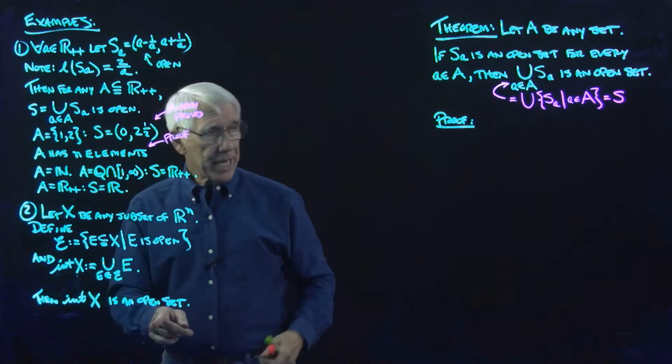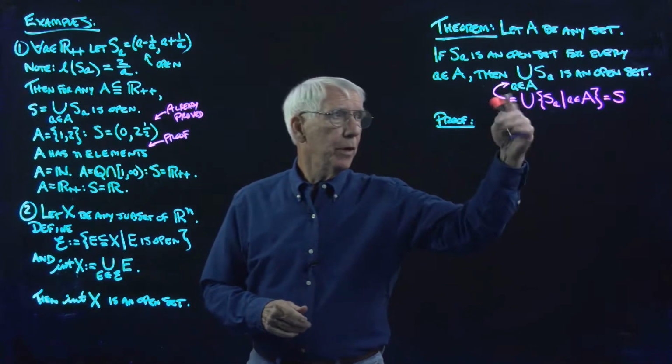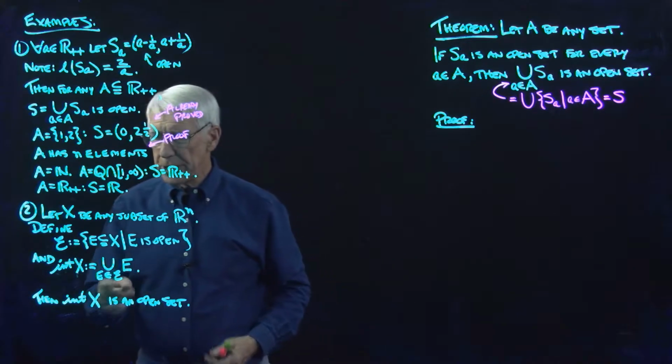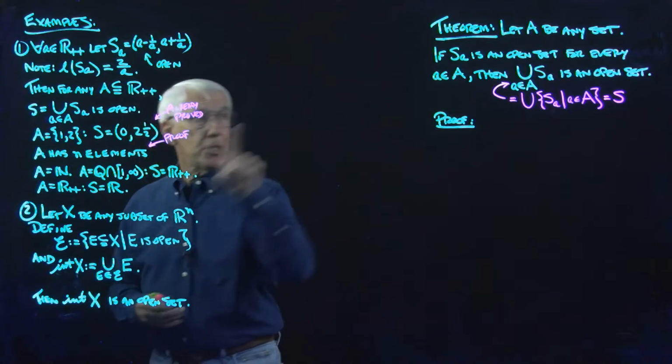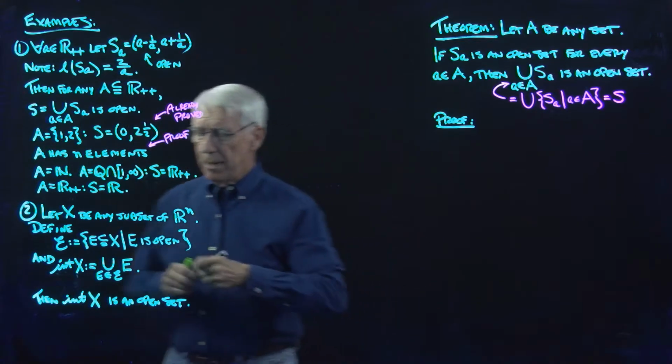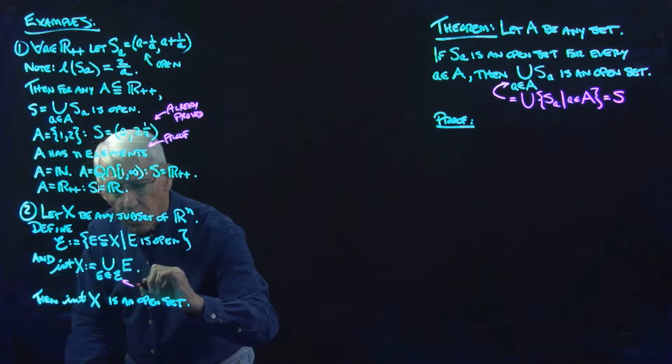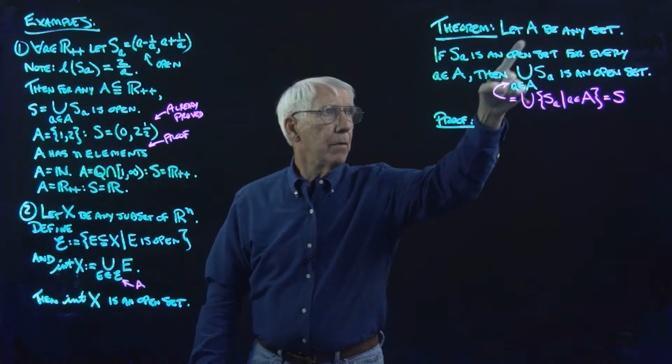So it's an open set because here we're going to prove that anytime we have a bunch of open sets and take the union, that's going to be an open set. And so let me point out that this does fit the theorem exactly, because this is playing the role of capital A in the theorem.